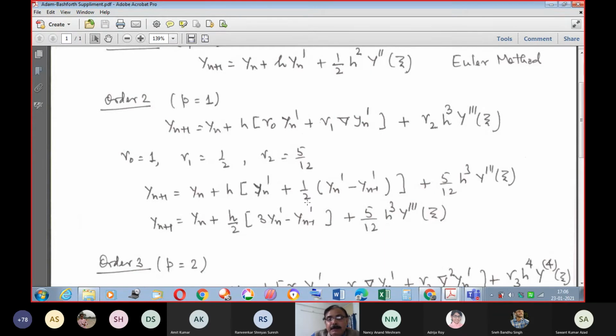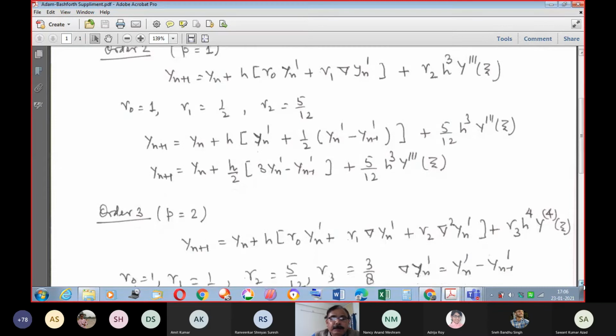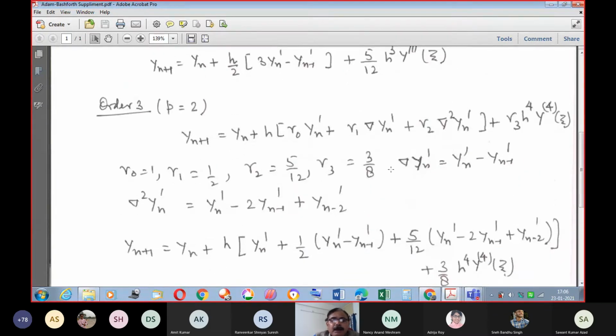But here the common sense says that at least we should use a second order method. So we just stick to this point. Next is your order 3 method. And then you can see gamma naught, gamma 1, gamma 2. You can calculate gamma 3. All these gammas you can calculate. These are just simple polynomials, so I'm not going to tell you. Up to del square yn minus yn prime, you have already calculated.